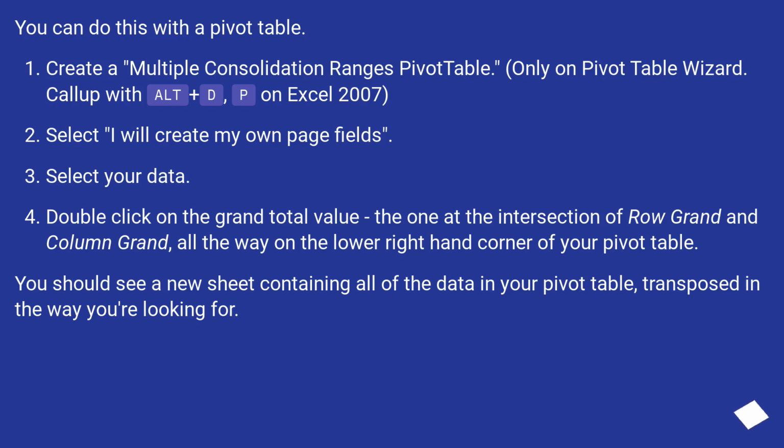Double-click on the grand total value, the one at the intersection of row grand and column grand, all the way on the lower right-hand corner of your pivot table. You should see a new sheet containing all of the data in your pivot table, transposed in the way you're looking for.